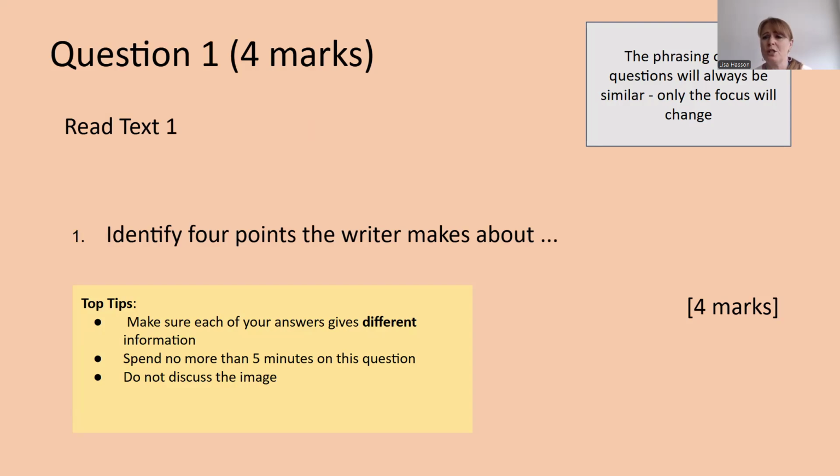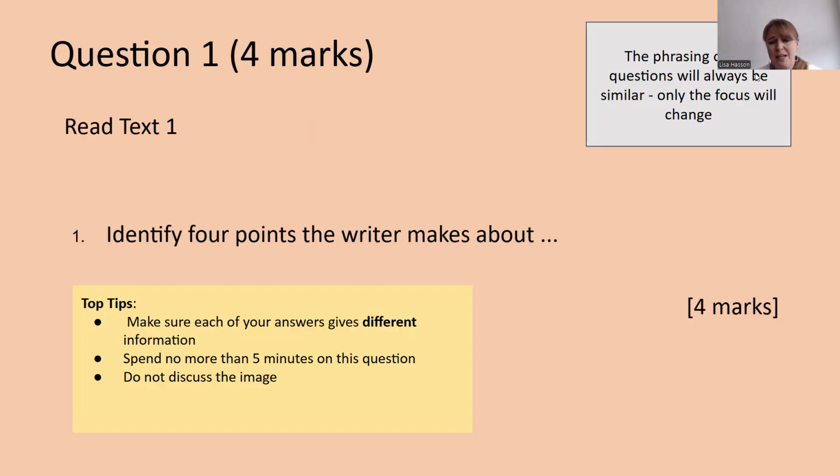And the phrasing of the question will always be really similar for question one, only the focus of it will change. So for example, it would say something along the lines of identify 4 points that the writer makes about. And if you look at any past paper, you'll see that on the section for the responses, there are 4 different lines, each numbered 1 to 4. So it's really clear that you need 4 points. Make sure each of your answers give different information and spend no more than 5 minutes on this question.